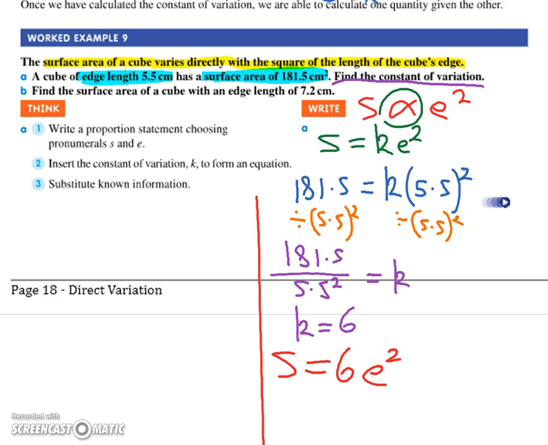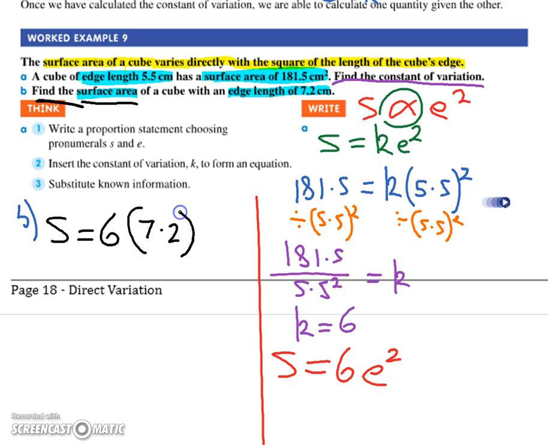All right, part B. We now have to find the surface area of a cube with an edge length of 7.2 centimetres. What do we do? Well, do we know what S is? S we don't know, because that's what we're trying to find. Yeah. So that's what we're trying to find. So let's just go S equals 6. Do we know what E is? So we've just substituted in the 7.2. Cool?